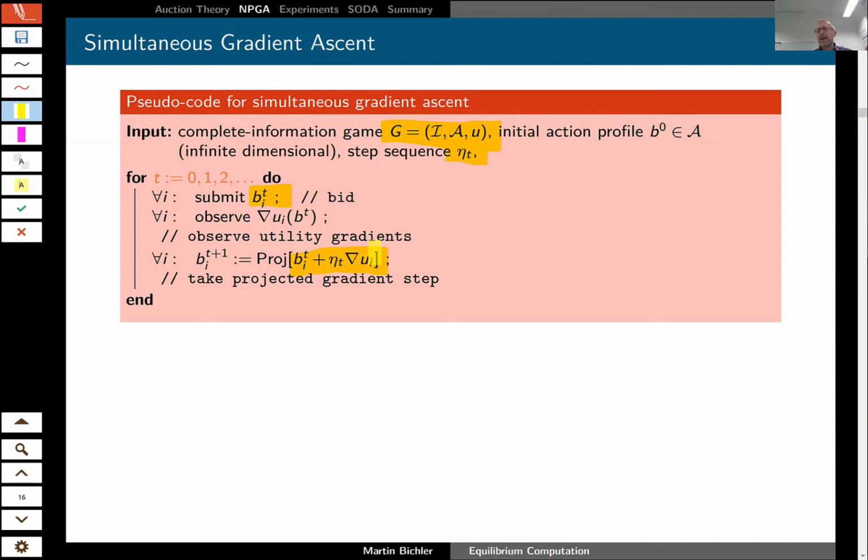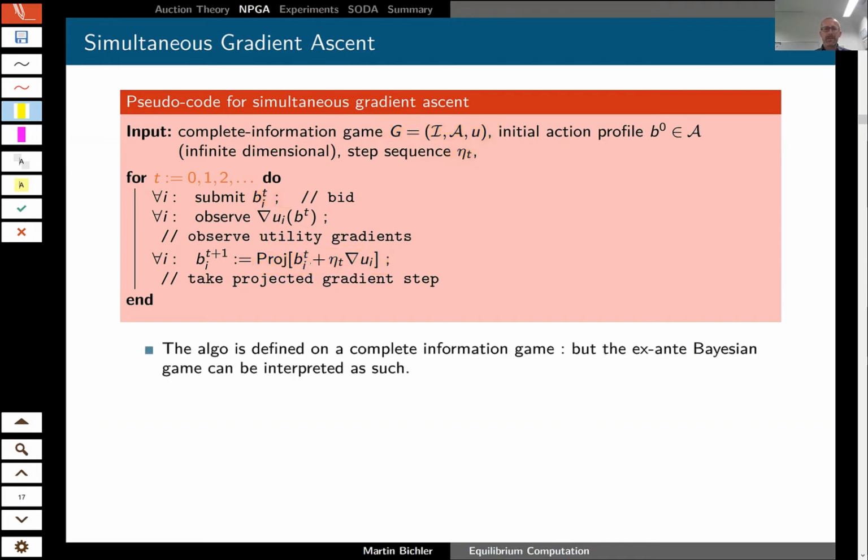And sometimes you might be outside the feasible region for whatever reason, you might come up with a negative bid, then you project onto the feasible region. So it's projected gradient ascent. That's what is described here in this pseudocode. Very simple algorithm, very widely used in convex optimization.